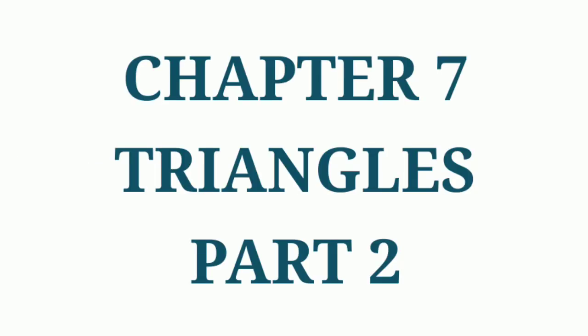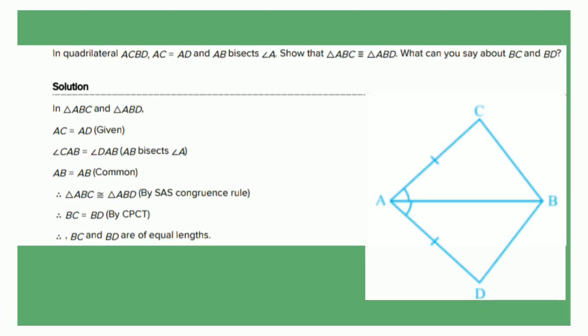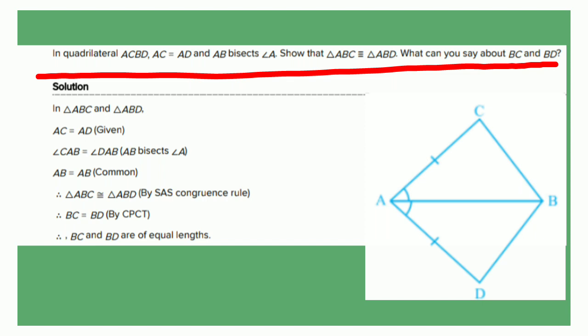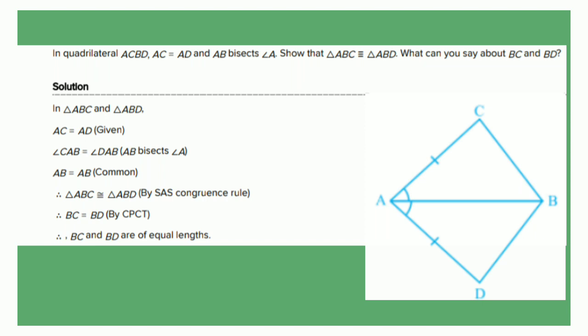Chapter 7 Triangles Part 2. Today we are going to discuss some problems related to congruence of triangles. Question number 1. In quadrilateral ACBD, AC equal to AD and AB bisects angle A. Show that triangle ABC is congruent to triangle ABD. What can you say about BC and BD?